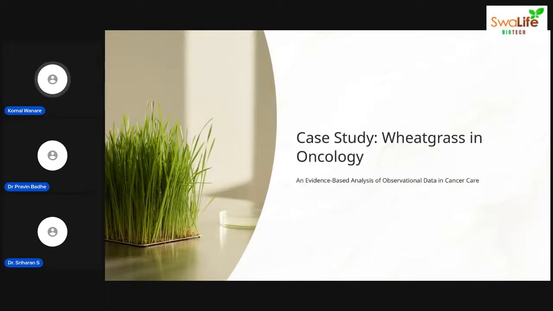In the previous session, we learned about evidence gaps in herbal and nutraceutical research: a global overview. Today's session is a case study of wheatgrass in oncology.